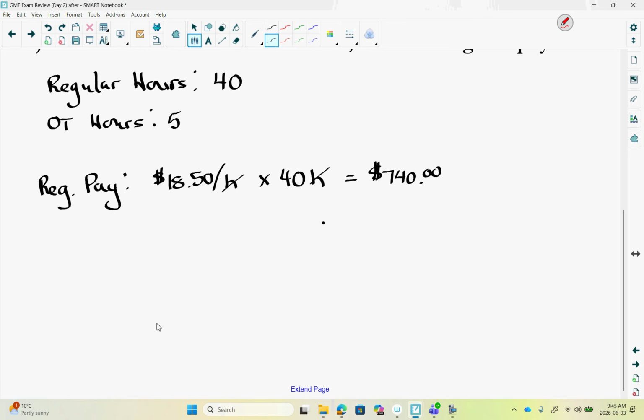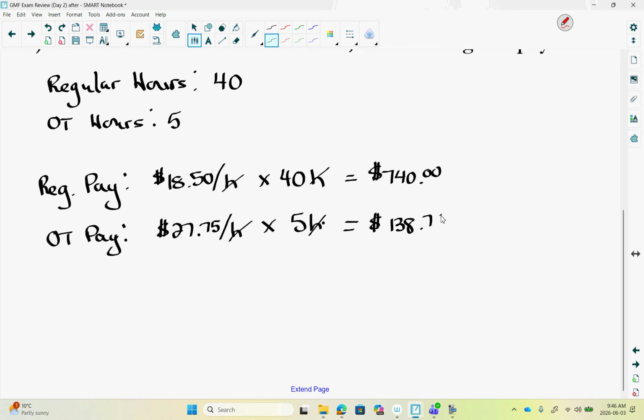To get his overtime pay, I need to take his overtime rate. How much was that? $27.75 per hour. And what do I multiply that by? 5 hours. Once again, the hours will cancel. It will leave me with a dollar amount. $27.75 times 5 is $138.75.